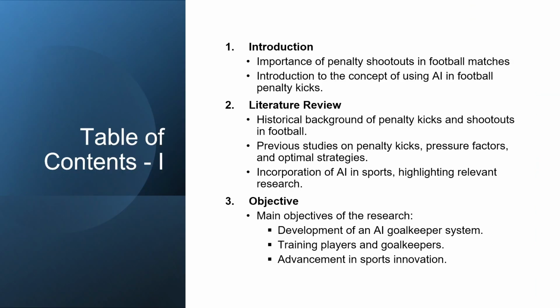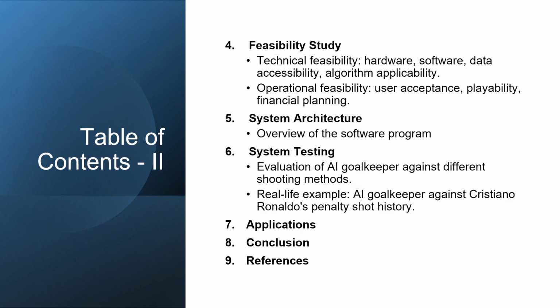So here is the table of contents of our research paper. We begin with the introduction, the literature review, the objective of developing an AI goalkeeper system, the feasibility study, the system architecture of the program, the system testing, application, conclusion, and references.